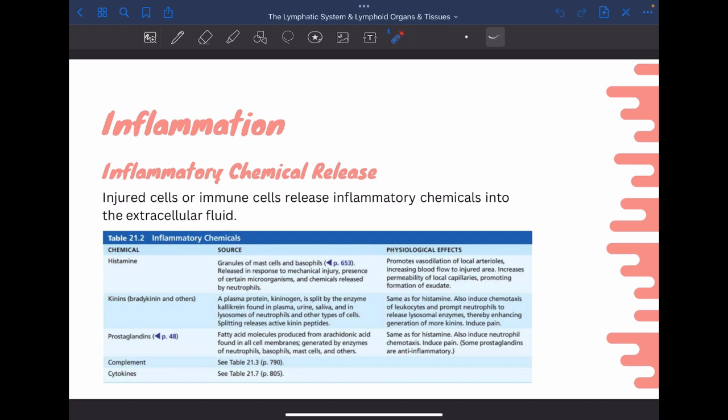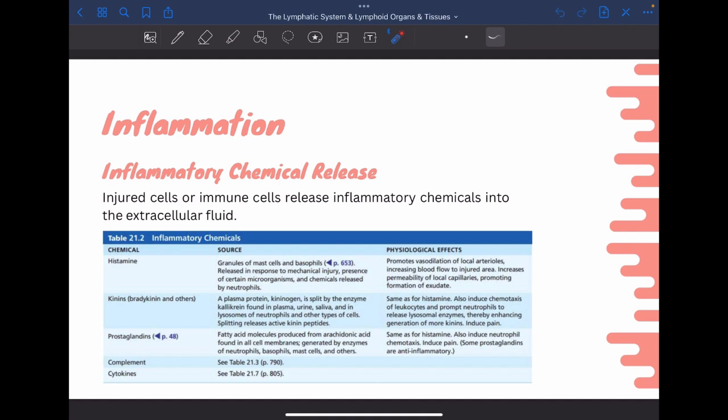Inflammation is going to mainly be due to inflammatory chemical release, and then we will recruit certain cells in that area. So inflammatory chemical release is the idea that the injured cells, the cells that are actually harmed, or immune cells in that area, start releasing chemical mediators. These chemical mediators, in turn, work to recruit more cells to that area and help in the healing process. Some of these chemical mediators include histamine. Histamine is released mainly by mast cells and basophils. The way that histamine works is it results in vasodilation and increased permeability. And we'll talk about why it does that.